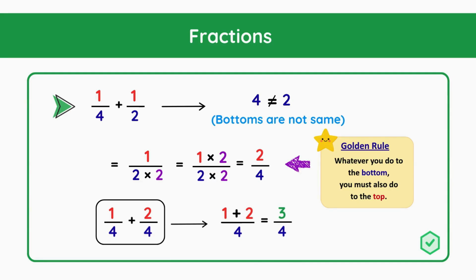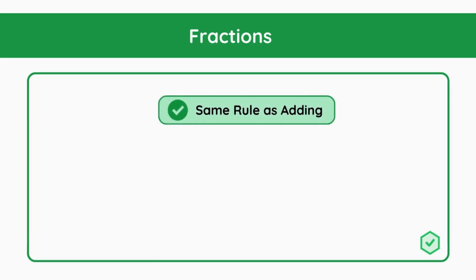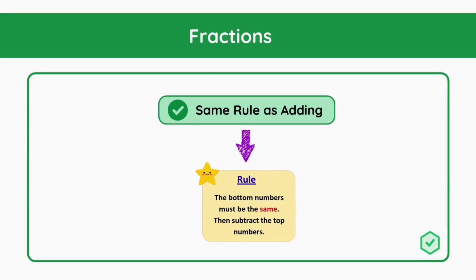Now let's move on to subtracting, which means taking away. And here's some good news. Subtracting works in exactly the same way as adding. The only difference is you take away instead of add. So that big rule still applies. The bottom numbers must be the same before you can do anything.